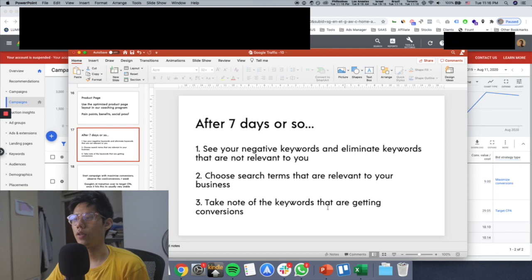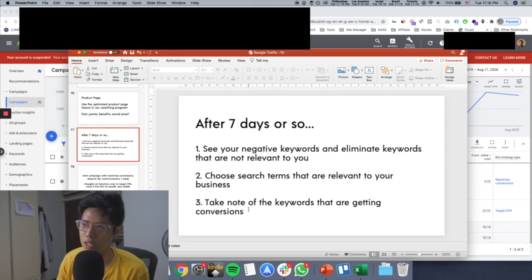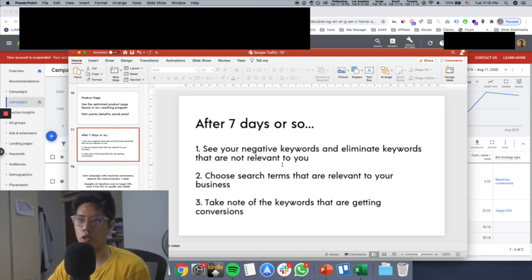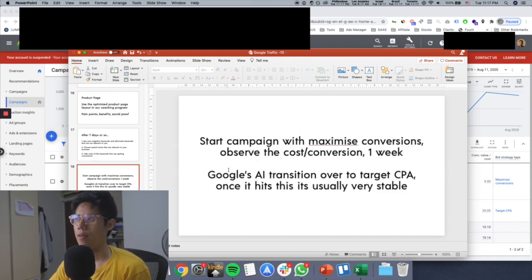Okay, then for number three, you take note of the keywords that are actually getting conversions for you. Okay, and then yeah, that's basically it. So this is after 7 days or so, because Google optimizes much slower than Facebook. Facebook is probably around a 3 to 4 full day conversion cycle, and then you can see the data. But for Google, it's a much slower game, and so you just need longer time to analyze the data.